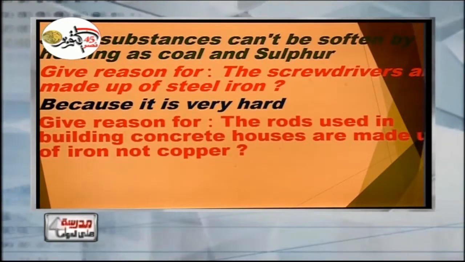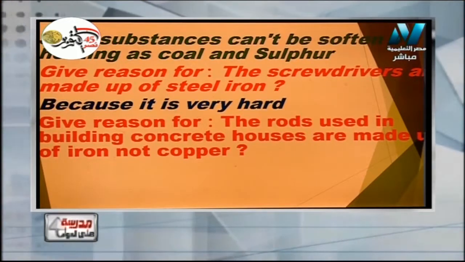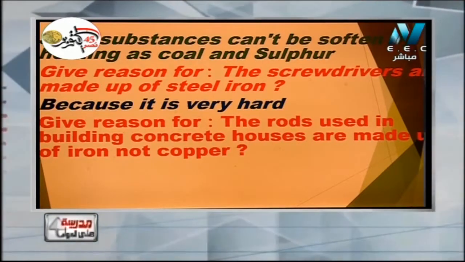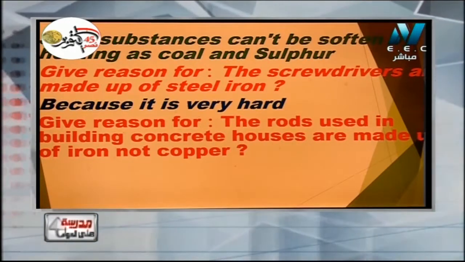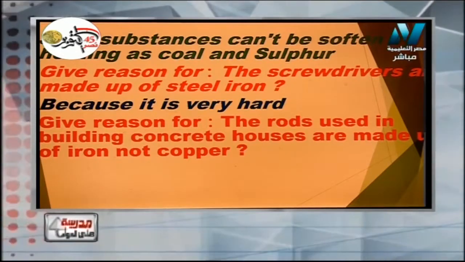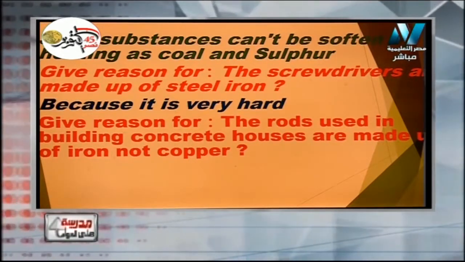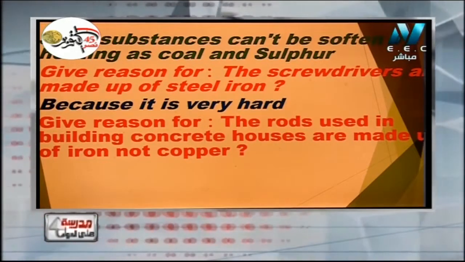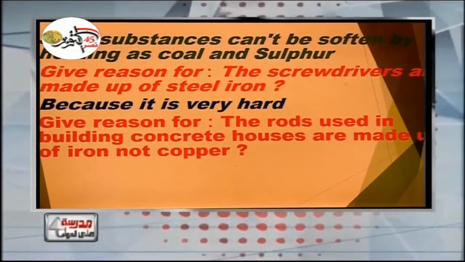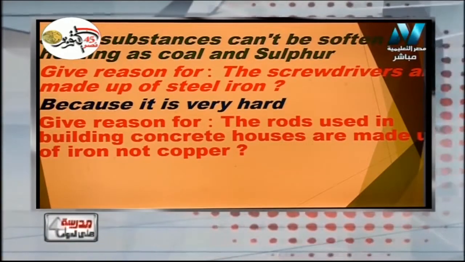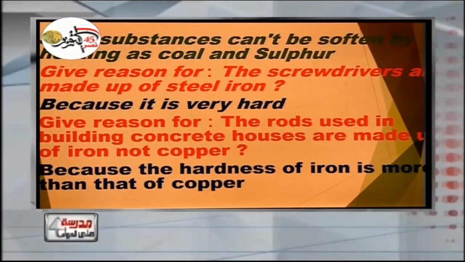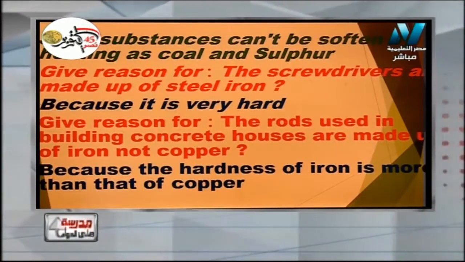Another question: give reason for the rods used in building concrete houses are made up of iron, not copper. The question means why we use iron in making concrete houses, not copper. Why? Because iron is very hard, harder than copper. The answer is because the hardness of iron is more than that of copper.